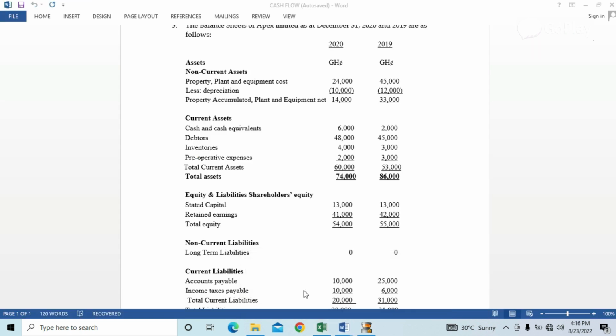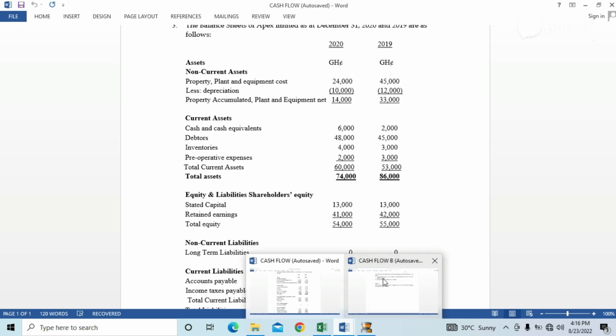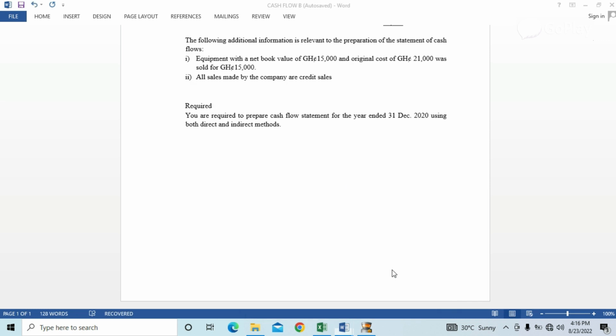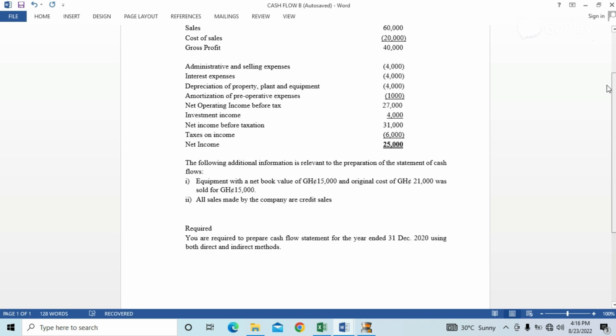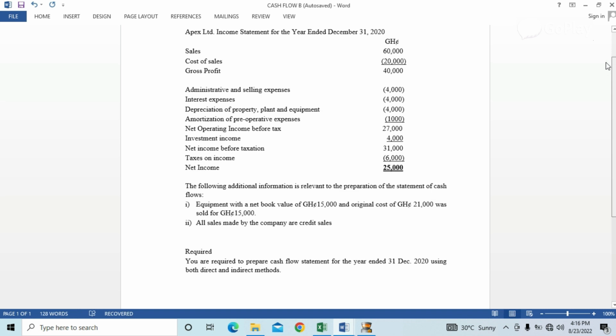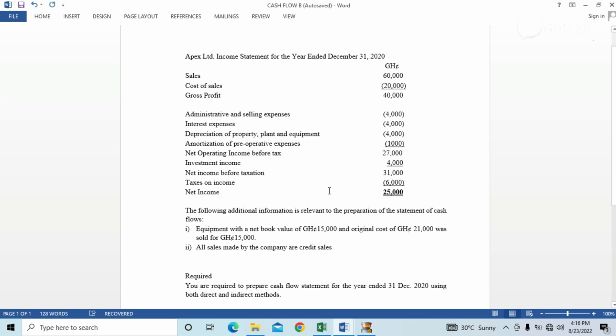There's nothing indicating that they have purchased equipment from the balance sheet. So let's move to the income statement and see if there's any other investment item, whether the firm has invested money elsewhere or the firm has received money from other investments. Yes, there's something here, investment income. This one is not an operating activity, so the investment income, which is 4,000, so we need to add the investment income under the investing activities.